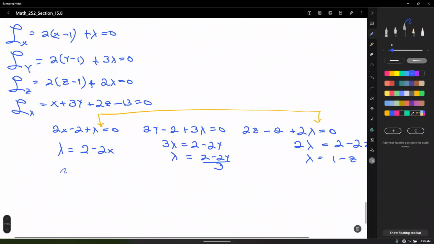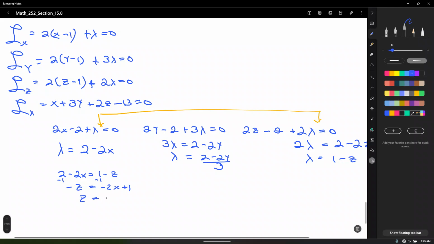So 2 minus 2x equals 1 minus z. Okay, so here I'm going to solve for z. So negative z equals, subtract 1 from both sides, that is negative 2x plus 1. Okay, let me solve for z.